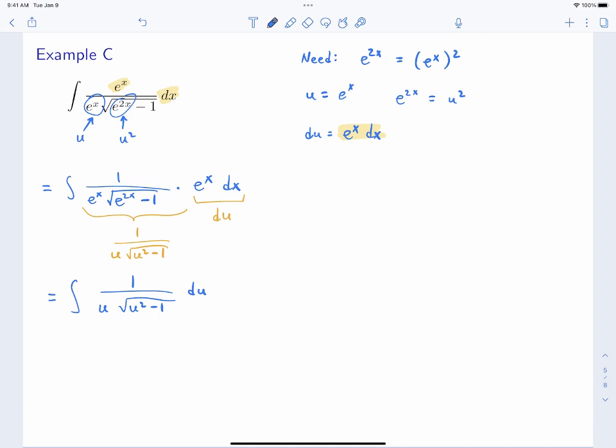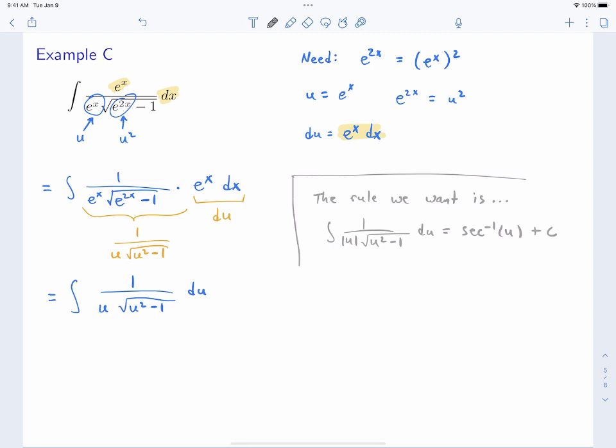Now this should look somewhat familiar. This looks like one of our rules, one of our elementary antiderivatives. So the rule we want to use is the integral of 1 over the absolute value of u times the square root of u squared minus 1 du is equal to the inverse secant. So this is going to be secant inverse u plus a constant. So this is the rule that we want to use right here.